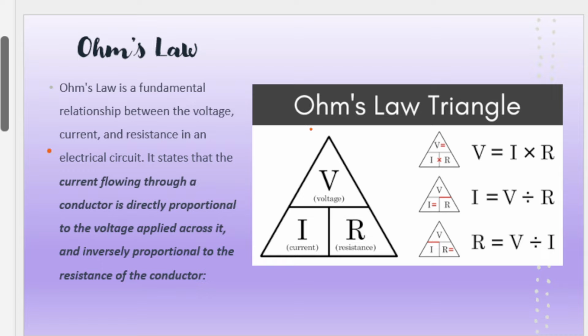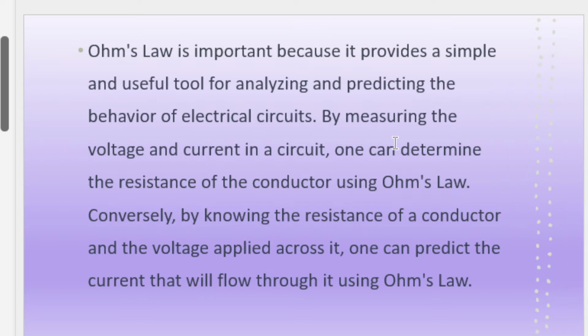In Ohm's law, I usually just use the Ohm's law triangle, or the triangle method, where V is over I R. For example, if you need the voltage, that will be voltage is equal to I multiplied by R. If you need the current, that will be voltage over R, or divided by R. If you need to define the resistance, then that will be voltage over I, or voltage divided by I. So that is the Ohm's triangle. Okay.